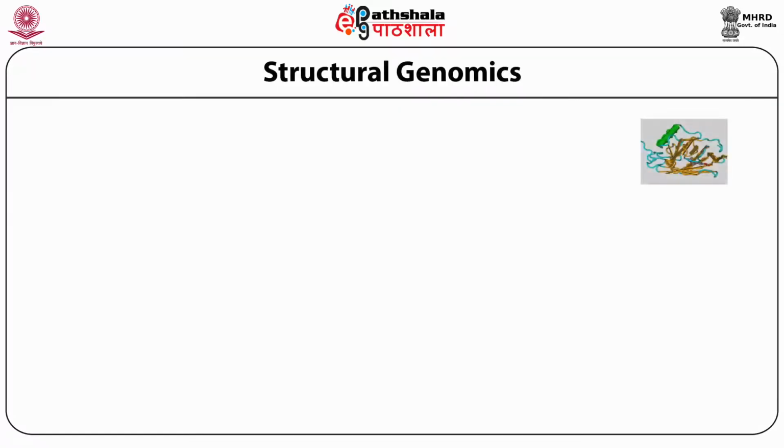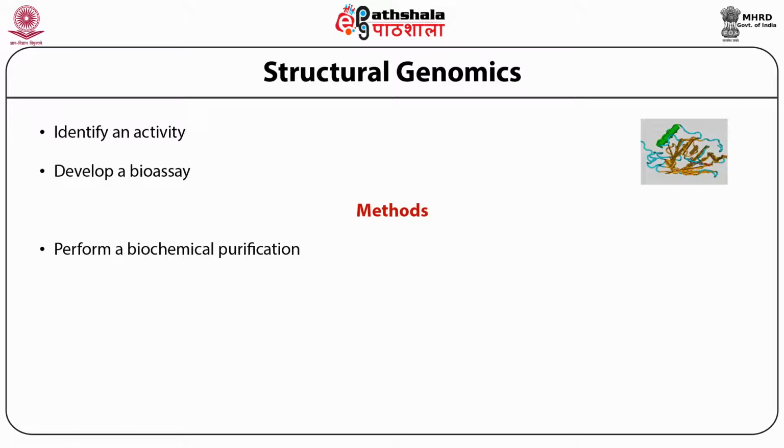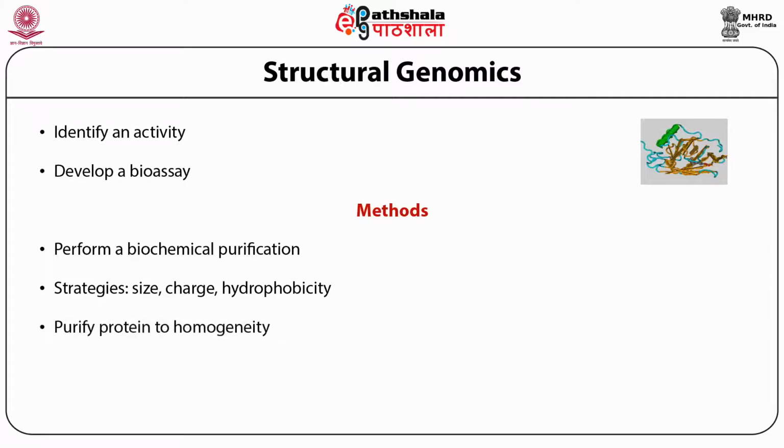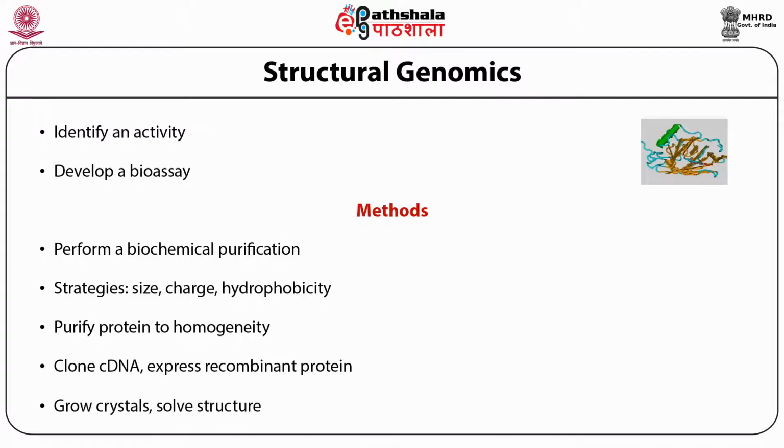We discuss the structural genomics, because the structure is one of the very important criteria for the function of the protein, especially because the structure helps you to identify the activity of the protein. A structure will give you an idea to develop the bioassay, and to perform the biochemical purification, for example by size, charge or hydrophobicity. For structural genomics, we first need to purify the protein, then you can clone and express and get the recombinant protein, and then grow crystals to solve the structure.